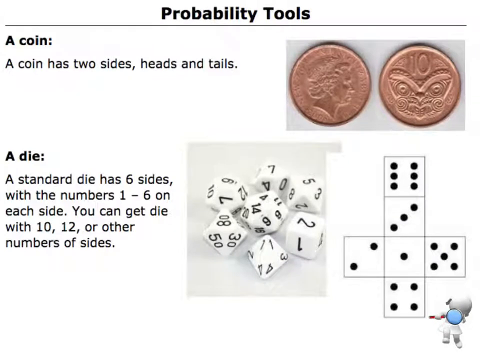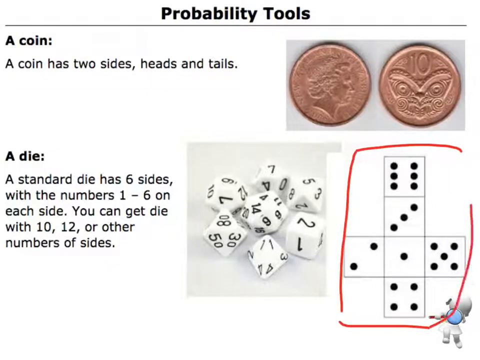So we've got some tools that we can use. We've got a coin, obviously two sides, the chance of a head or tail, 50-50. We've got dice. Now we've got a standard dice, and I've got a little net here showing you the standard six sides where there's one number on each side. But remember, you can get other dice. You can get 12-sided dice, 10-sided dice, 4-sided dice, and so on.